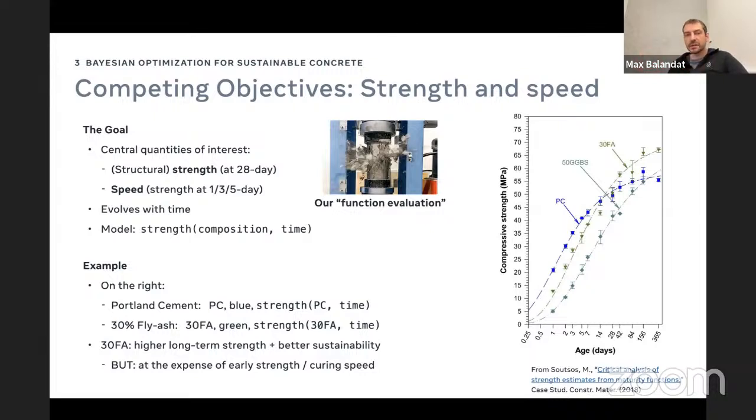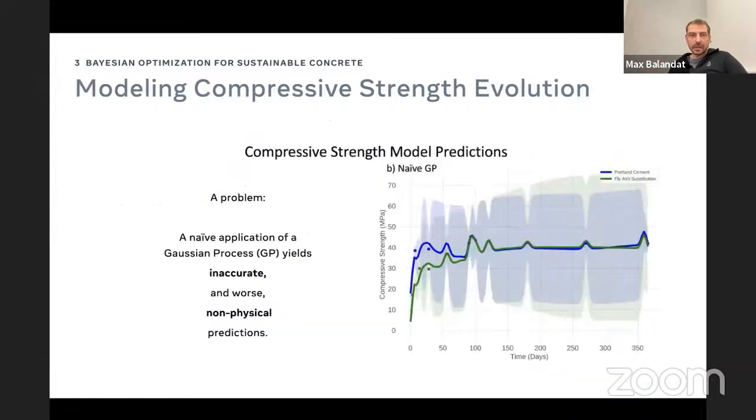So there's clear trade-offs here, and that makes this a multi-objective problem. And basically, the goal that we had in this work is, can we use Bayesian optimization to find better mixes that trade off these different competing objectives that we have?